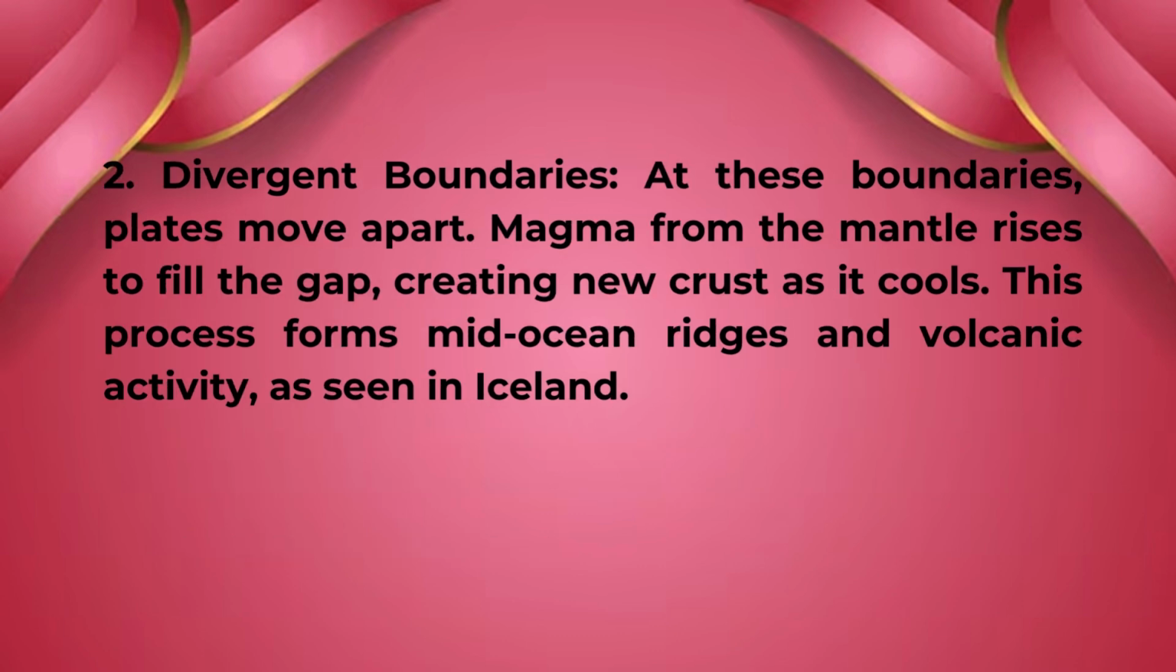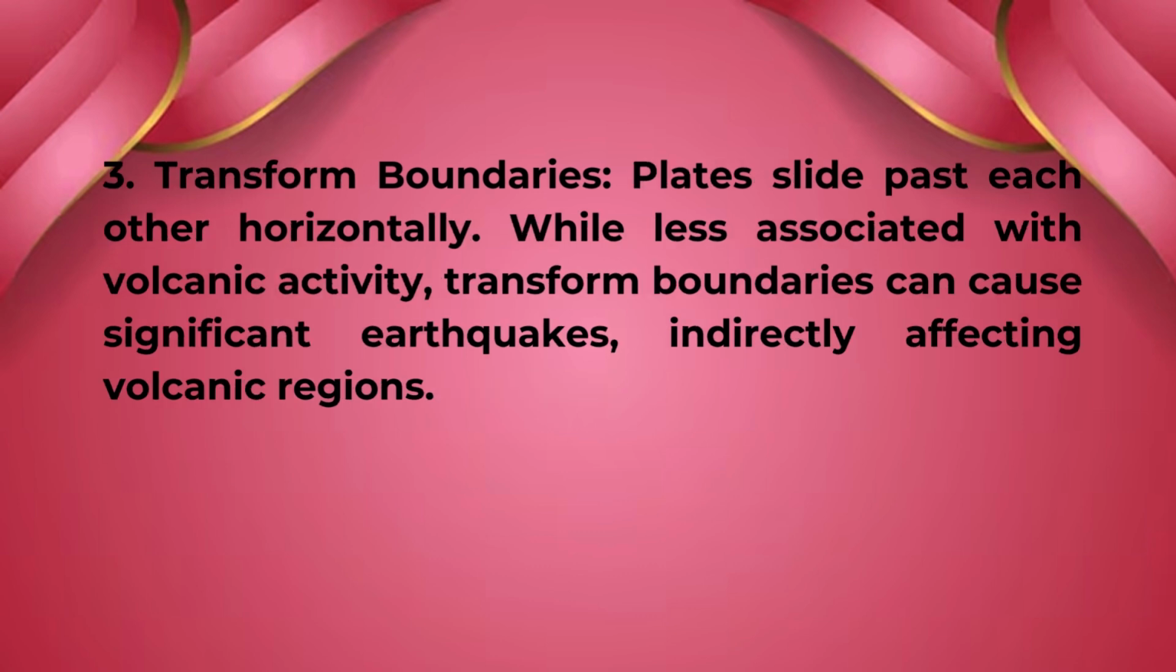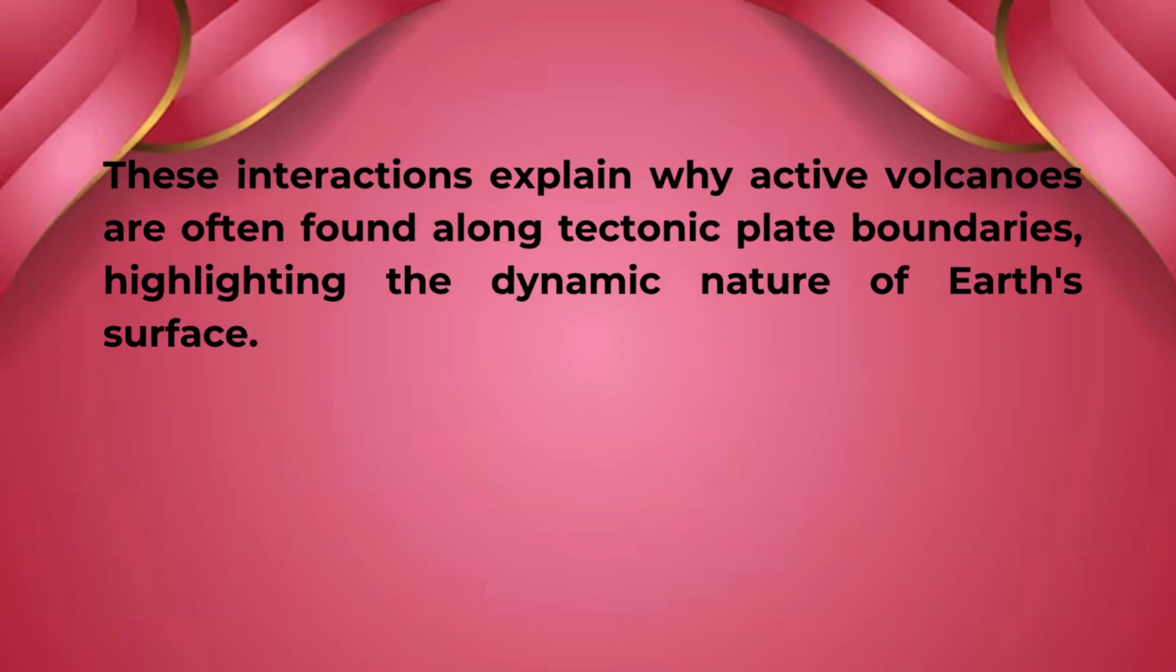Divergent boundaries. At these boundaries, plates move apart. Magma from the mantle rises to fill the gap, creating new crust as it cools. This process forms mid-ocean ridges and volcanic activity, as seen in Iceland. Transform boundaries. Plates slide past each other horizontally. While less associated with volcanic activity, transform boundaries can cause significant earthquakes, indirectly affecting volcanic regions. These interactions explain why active volcanoes are often found along tectonic plate boundaries, highlighting the dynamic nature of Earth's surface.